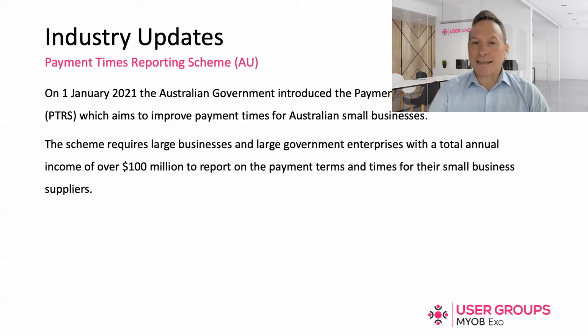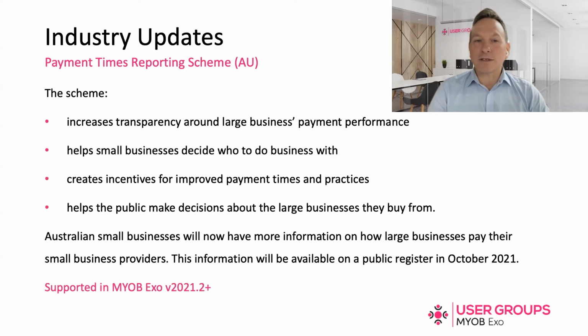Another change which we've talked about in previous user groups is around the payment times reporting scheme. This is a change that came into play on the 1st of January last year, which is essentially about reporting payments made to small businesses for those organisations with significant annual income. The scheme is really about increasing transparency around payment performance, supported in Exo 2021.2. If that's something that affects you or is going to affect you in the next financial period, just be aware and of course make sure that you're upgraded to that version.